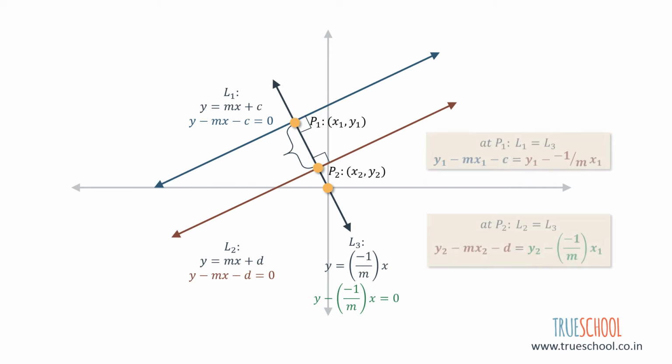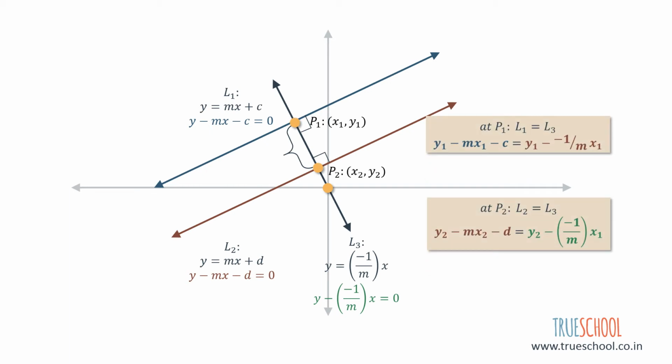Here we can find the point of intersections as these. If we apply the formula of distance between 2 points, we will get this length as mod c minus d by 1 minus m square. So this is the distance between two parallel lines.